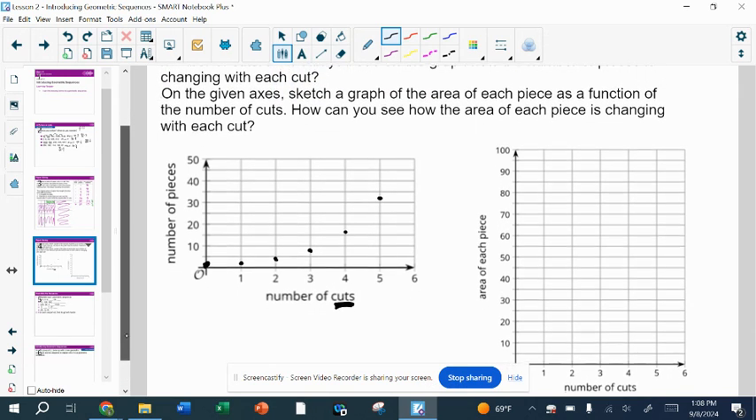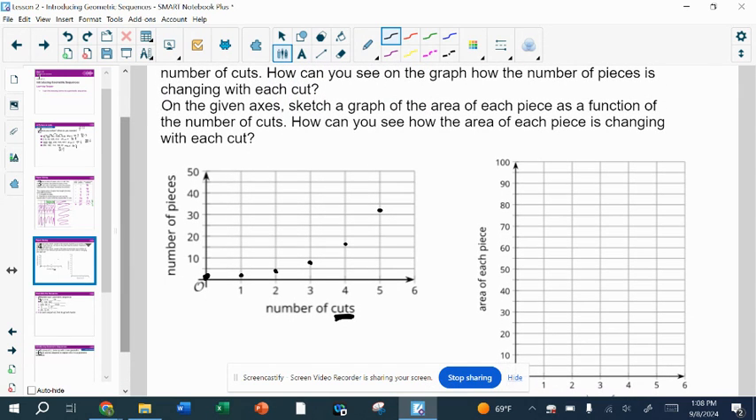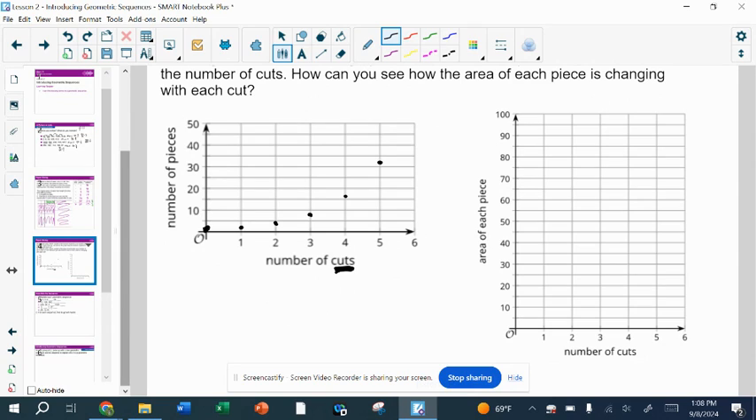The next one says that on this graph on the right, sketch a graph of the area of each piece as a function of the number of cuts. And can we see how the area is changing with each cut? We already figured out how it's changing. But at 0 cuts, we had 80 square inches. At 1 cut, we were down to 40. It got cut in half. At 2, it was at 20. 3 is at 10, 4 is at 5, 5 is at 2 1/2.